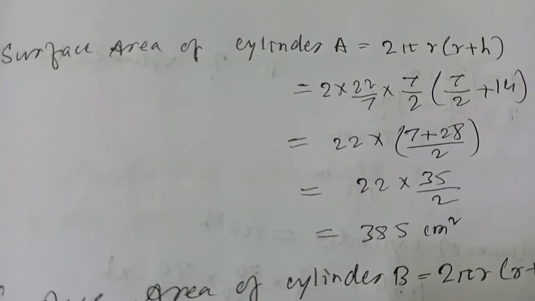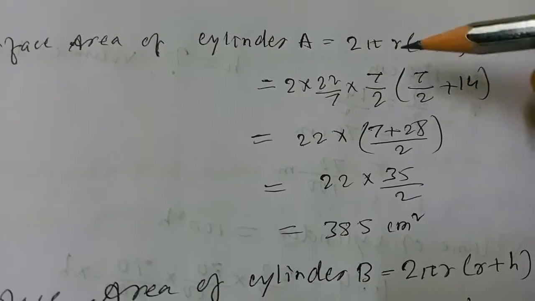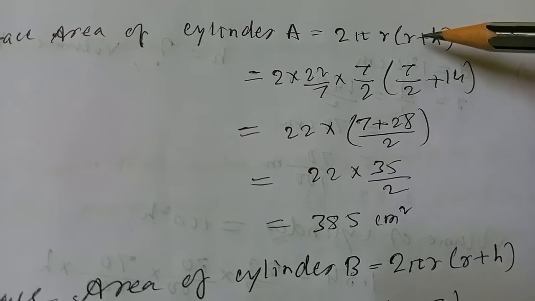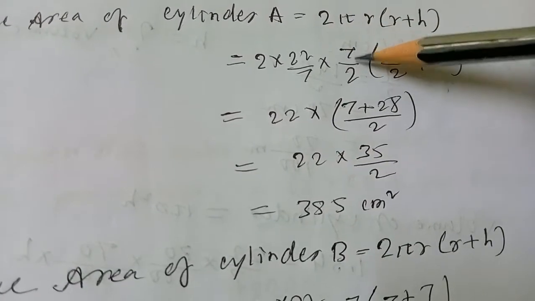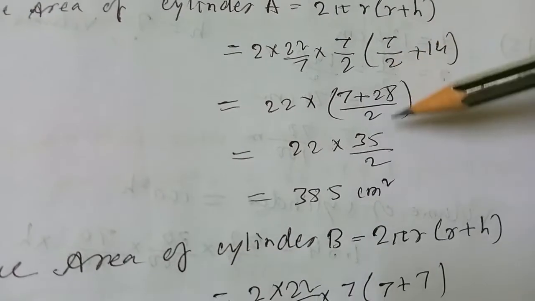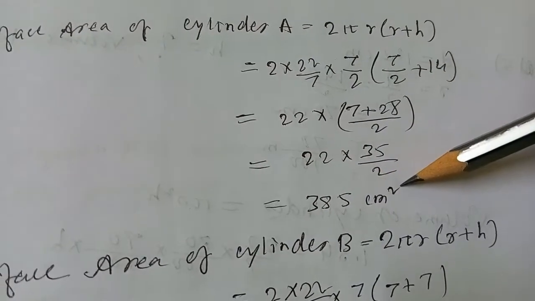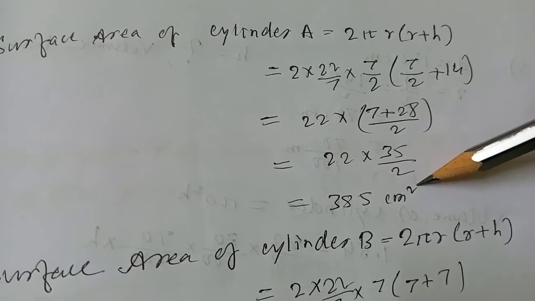Now take out the surface area of cylinder A. So the surface area formula is 2 pi r into r plus h. You have seen this in the earlier exercise. So the 2 pi r value is put here. After putting all the values here, it is coming 385 centimeter square. So area unit is always in square.